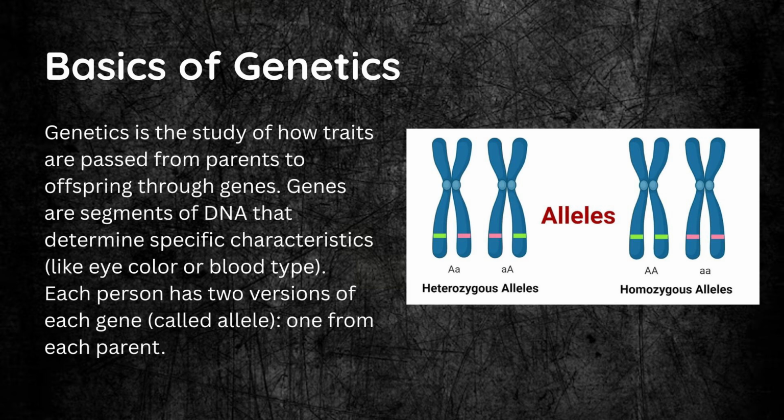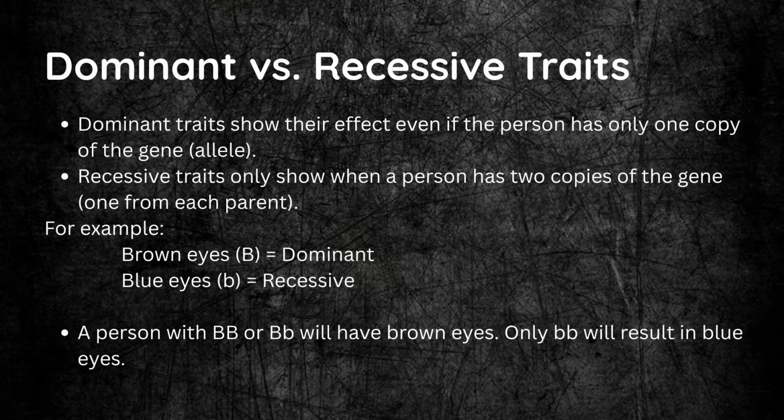So, nakikita nyo naman sa photo, sa illustration, yung example ng itsura ng allele. Next, dominant versus recessive traits. Dominant traits show their effect even if the person has only one copy of the gene. Recessive traits only show when a person has two copies of the gene.